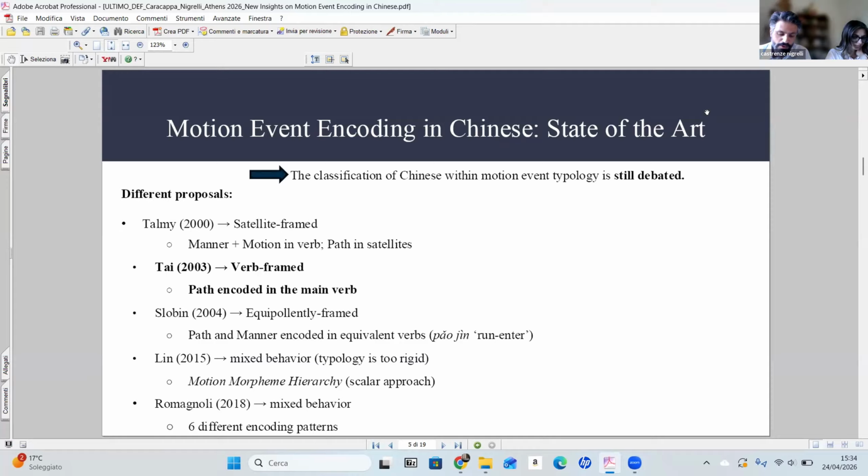According to this approach, the ordering of motion morphemes is not determined by binary typological classification, but by the relative degree of scalar information encoded by each morpheme. More recently, Romagnoli identifies 6 main patterns for the encoding of motion events in Chinese, as you can see in Table 1.